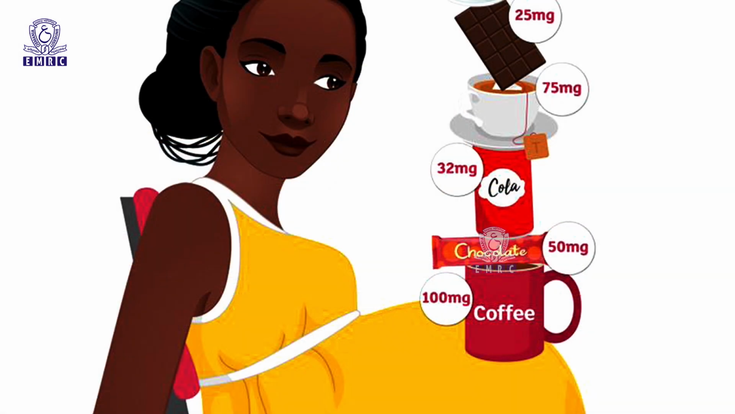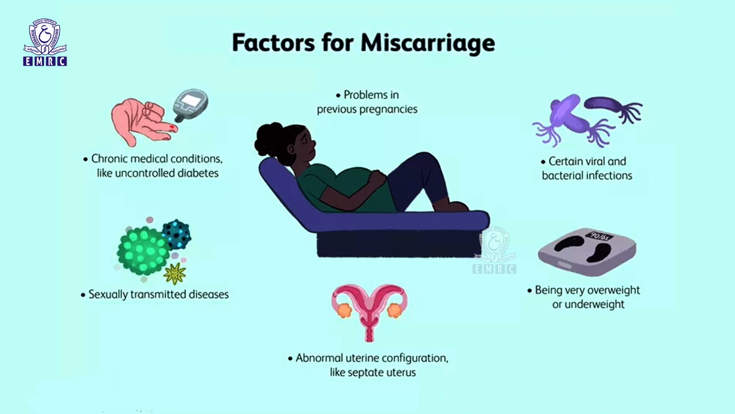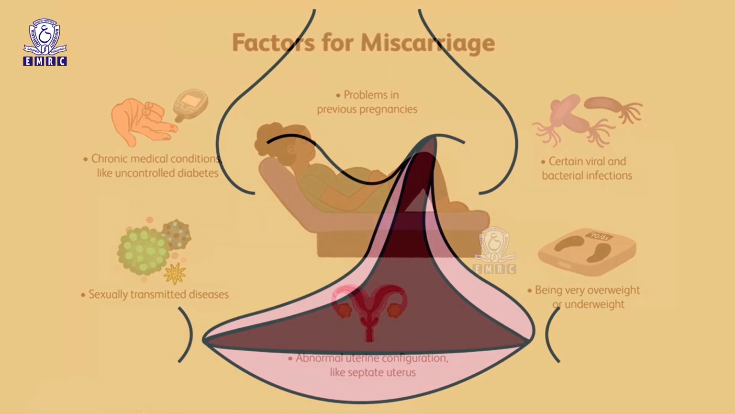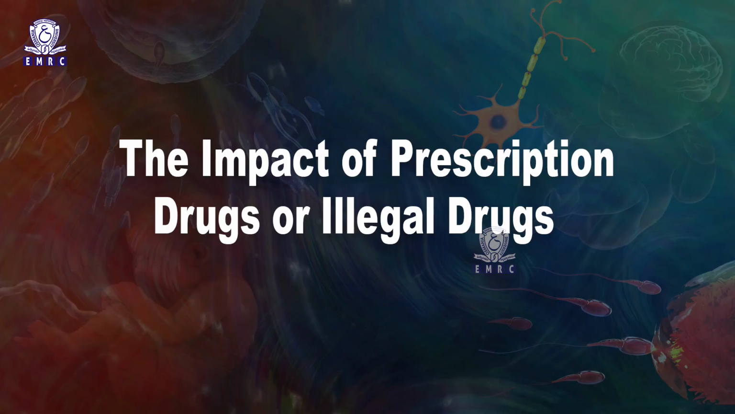Caffeine. People often consume caffeine by drinking coffee, tea, or Coca-Colas, or by eating chocolate. A recent research review found that high amounts of caffeine consumption by pregnant women do not increase the risk of miscarriage, congenital malformations, or growth retardation. The impact of prescription drugs or illegal drugs. Use of any type of drug, whether illegal, prescription, or over the counter, can be dangerous during pregnancy.